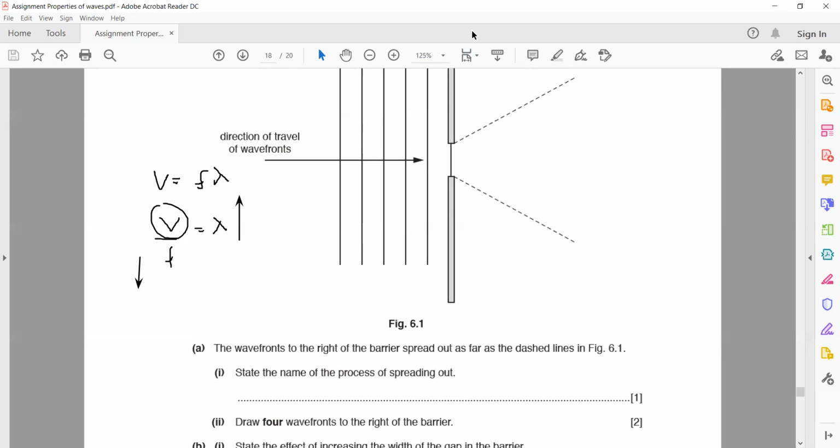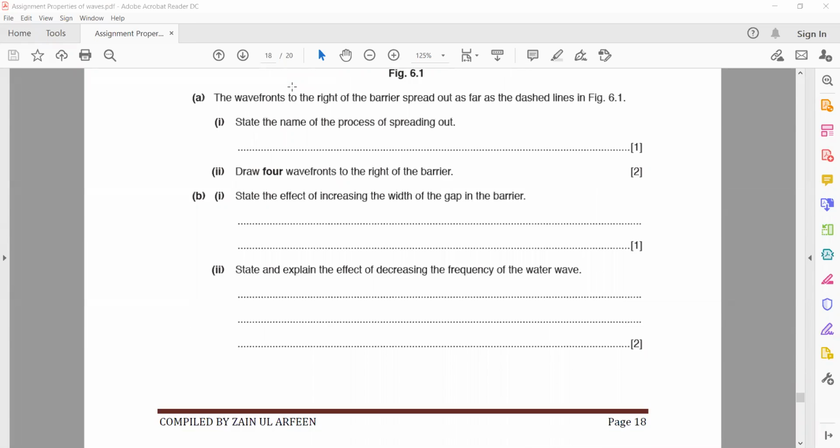In diffraction, the speed does not change. So the speed before the barrier is the same as the speed after the barrier. If the speed is not changing, we have the formula V equals F lambda. If I increase the frequency, I will decrease the wavelength, or if I decrease the frequency, I increase the wavelength.